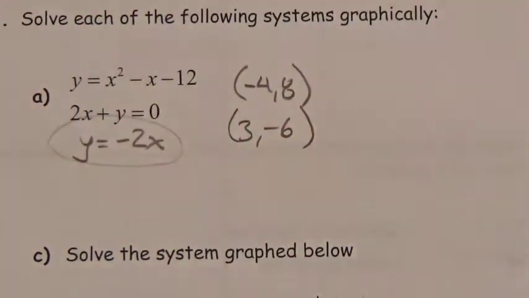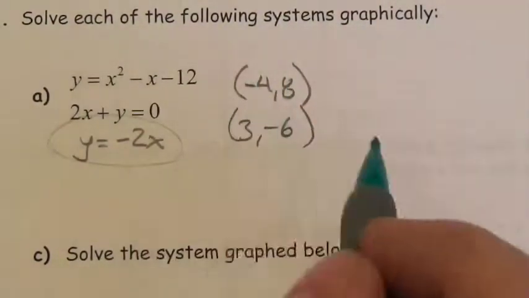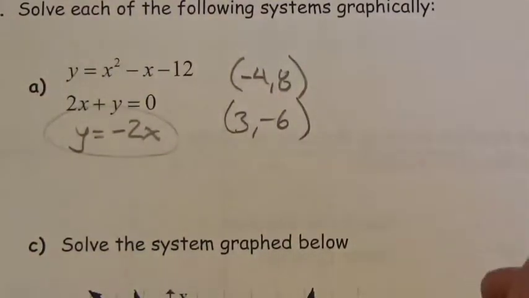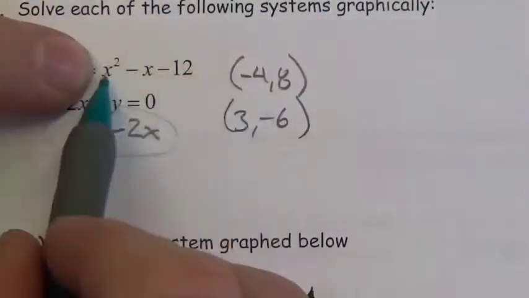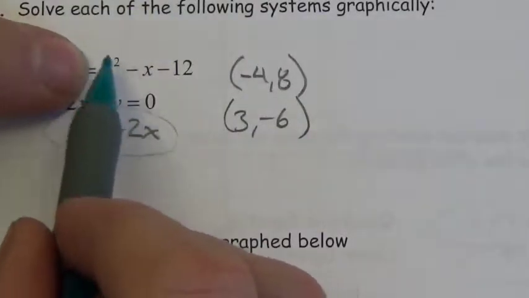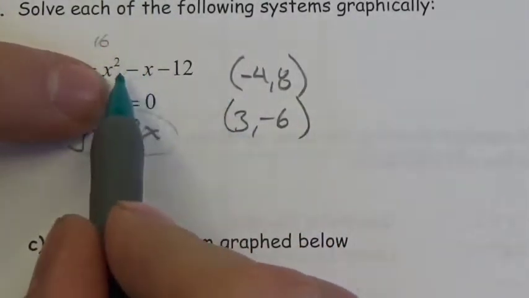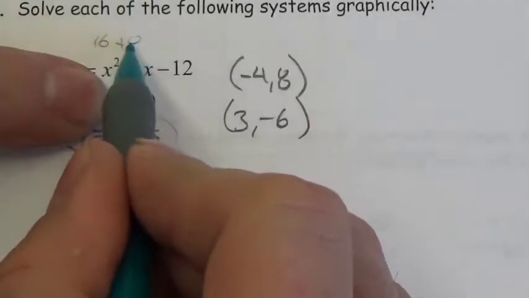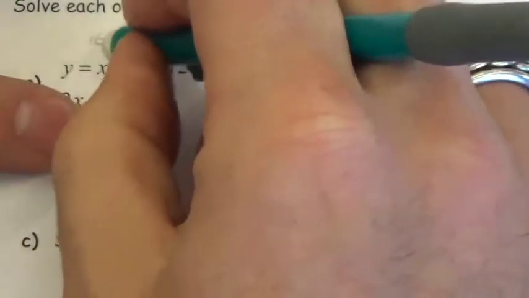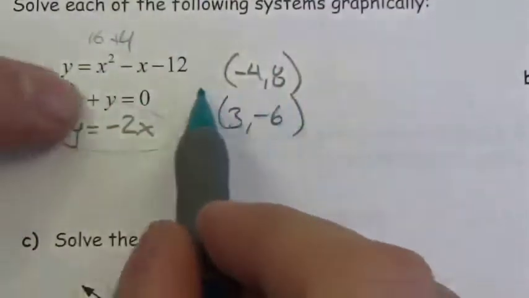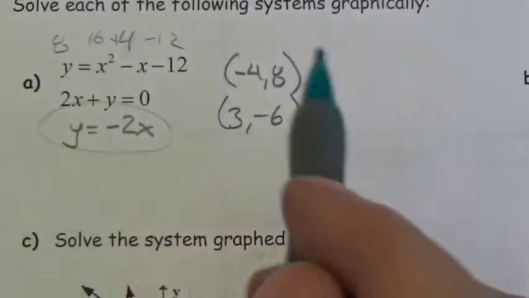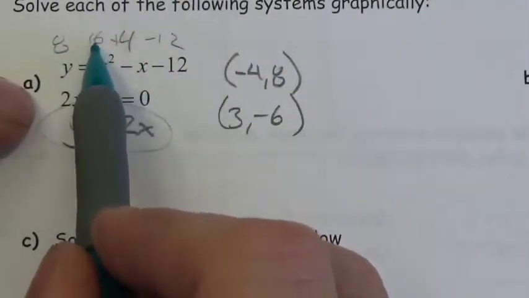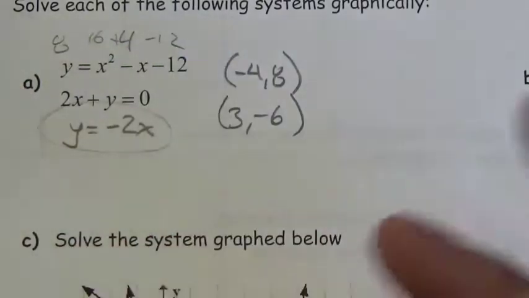Okay, good. Now, just to verify that these 2 points are in fact the solutions to this system: negative 4 squared is going to be 16. Minus negative 4 means I'm going to be adding, whoops, I don't know why I added 8 there, add 4. Minus 12, does that equal 8? Well, let's take a look. 16 plus 4 is 20, minus 12 is in fact 8.